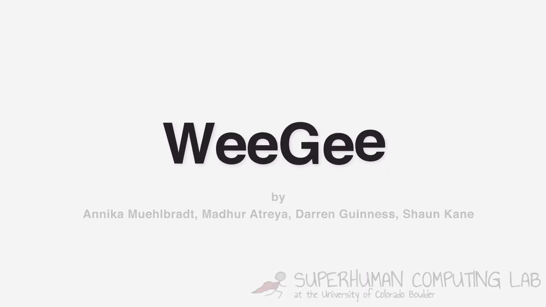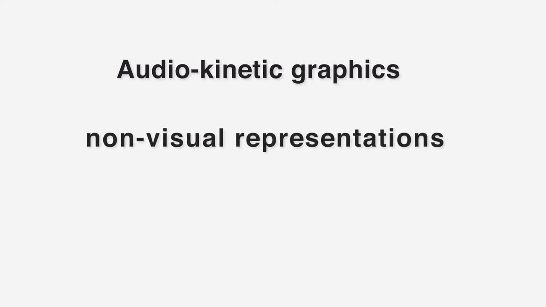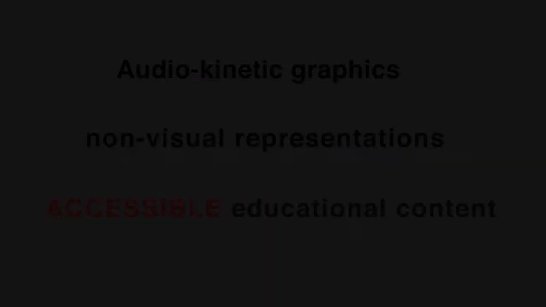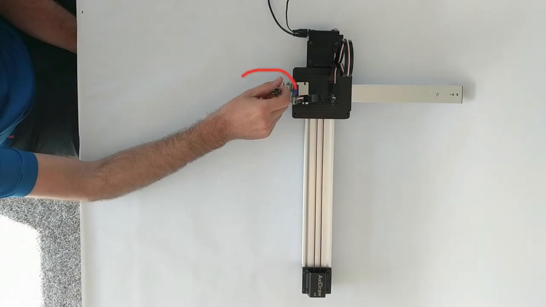WeeGee is a prototype for creating and experiencing audio-kinetic graphics. Audio-kinetic graphics are non-visual representations of graphical content that combine audio narration with kinetic movement and are a means to create accessible educational content. In our prototype, the user holds the stylus of a pen plotter, which moves in two-dimensional space, providing a proprioceptive sense of motion.